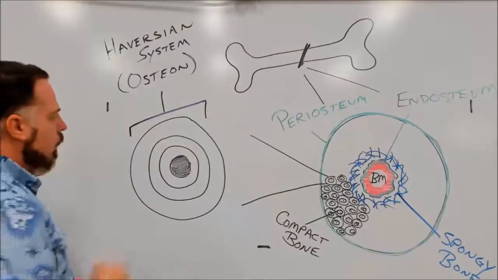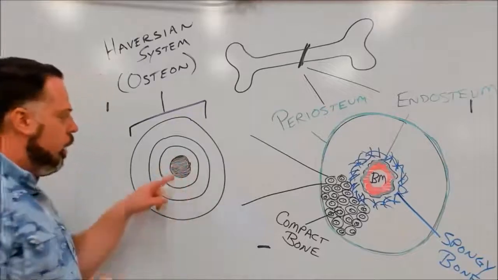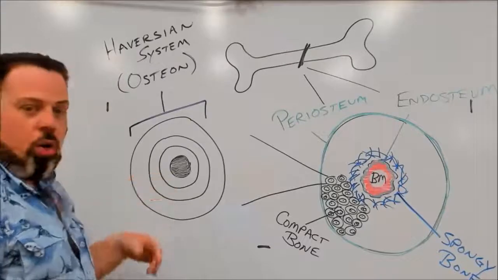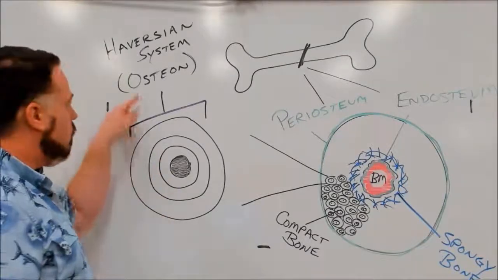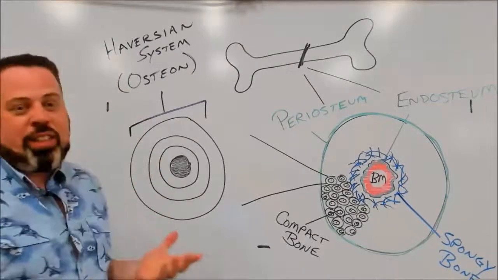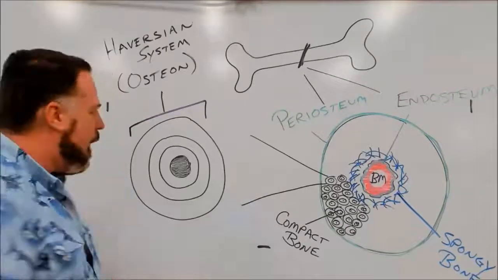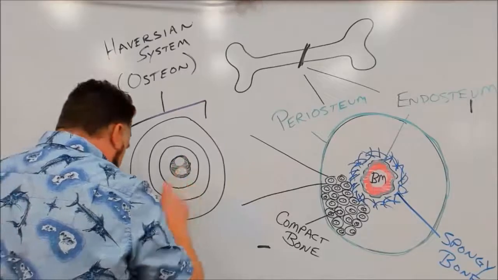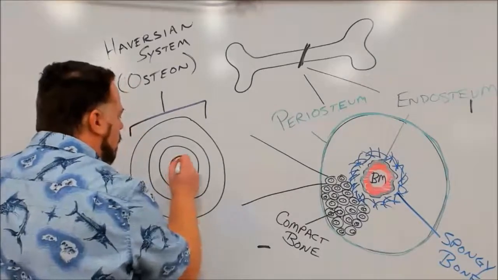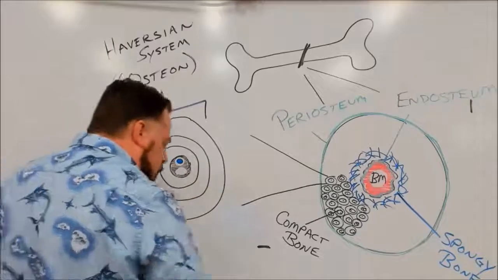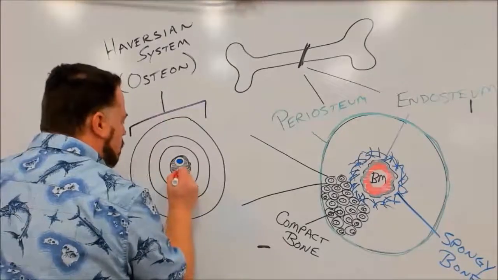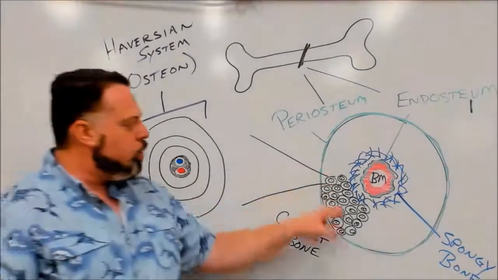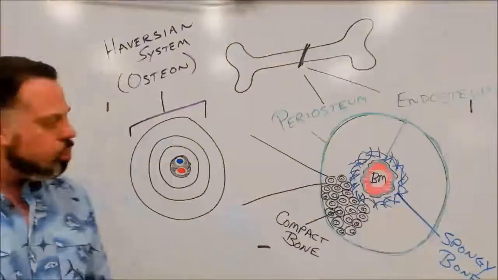Okay? The center part over here, like I said, could be called the Haversian canal, which is based on that. It could be called the osteonic canal, which is based off of that. Or it could be simply called the central canal. Okay? Inside the central canal, there are going to be blood vessels. These blood vessels are referred to as the Haversian blood vessels. And these are the main blood vessels that are going to give blood supply to the compact bone.